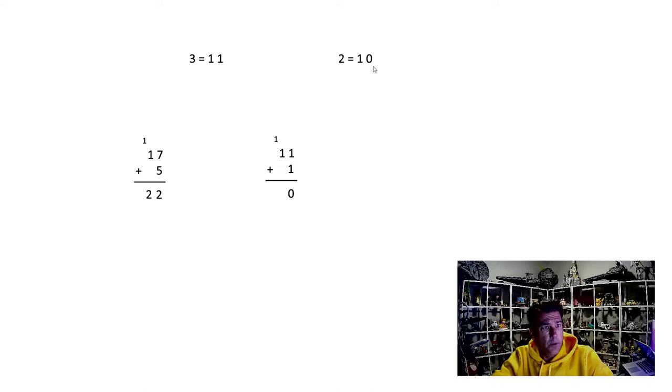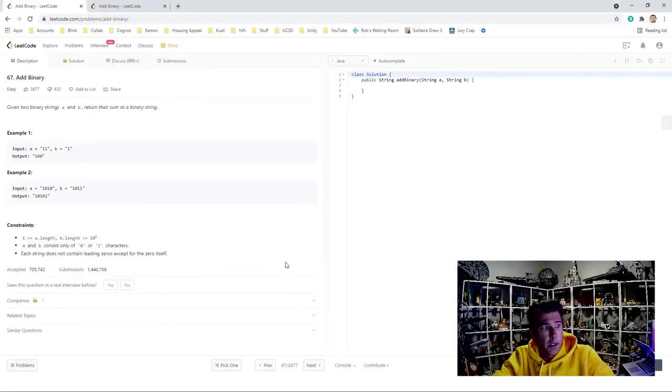So 1 plus 1 is 2. 2 in binary is 1, 0. So we have 0, we carry the 1, but we don't have anything left, so we just add that. So there is the 100. So if you go back to example 1, 100 is the answer.